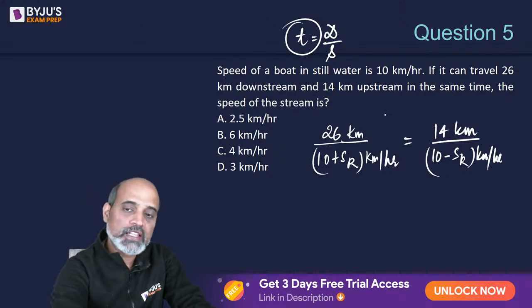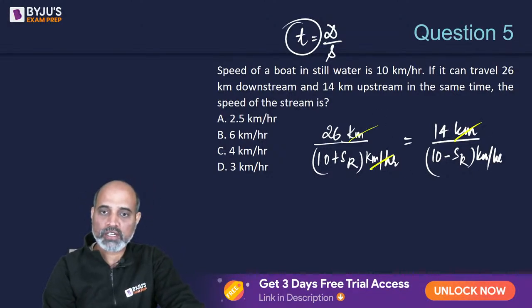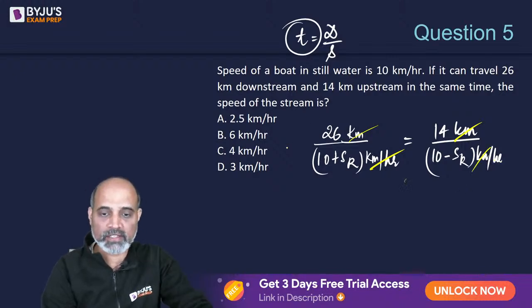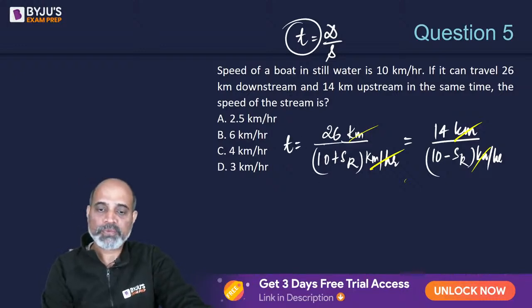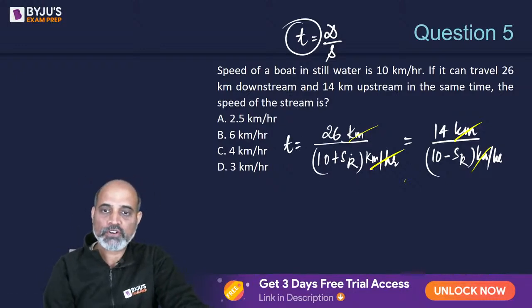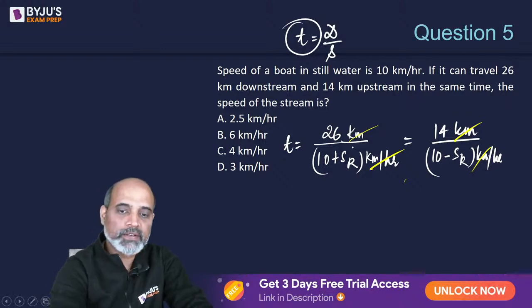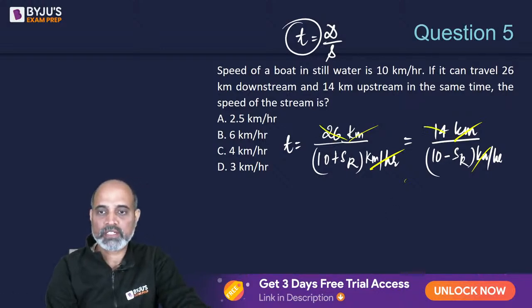So we will see that the units are common, so they get cancelled out. We're equating t as in the time, right? So from here we will get the value of SR if we cross multiply. So this is going to become 26 and 14. So this is 7 and this is 13.